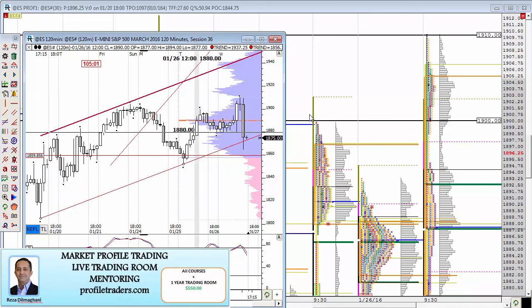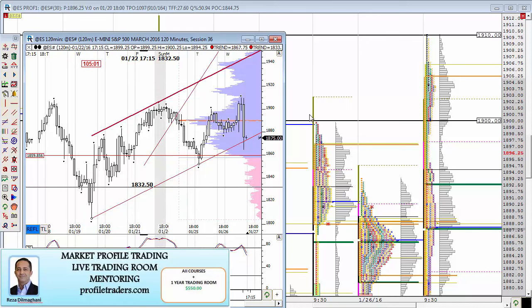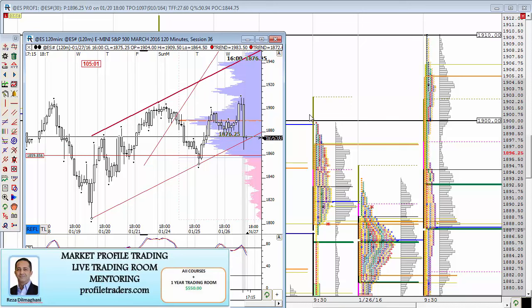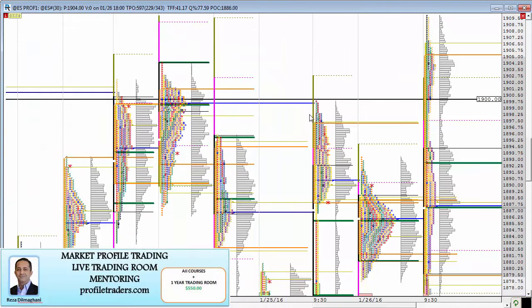And now we are back to retesting this trend line. As we did try to break it, we did reject back into it, and now we are barely inside of it. So there is no question that this was a very bearish reversal that took place.